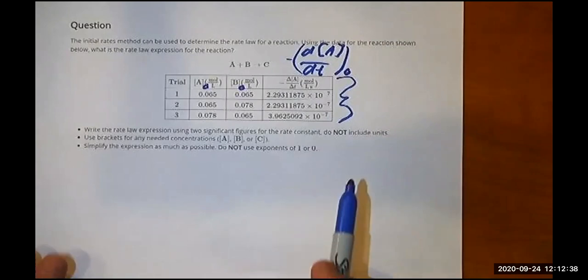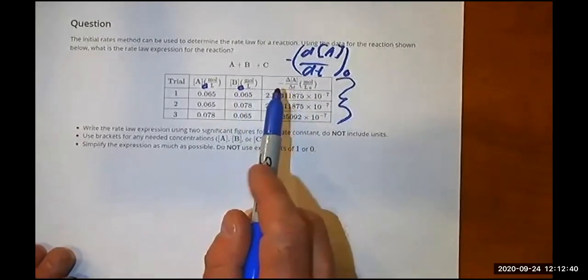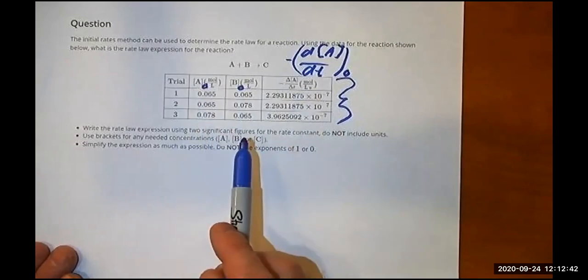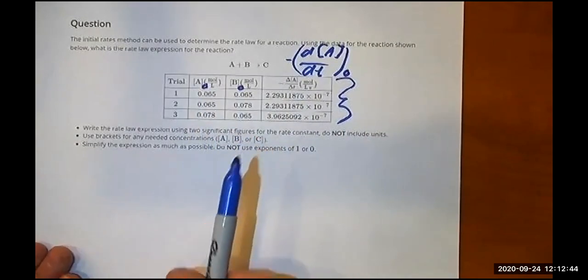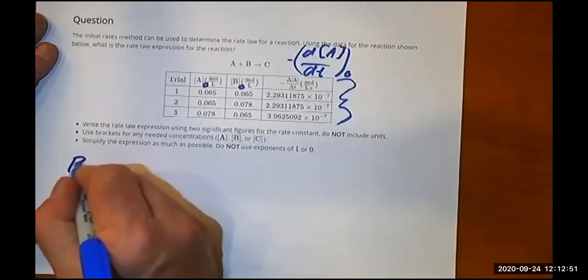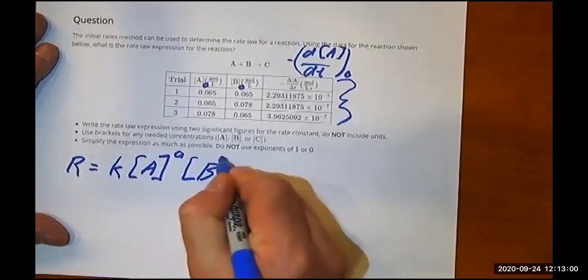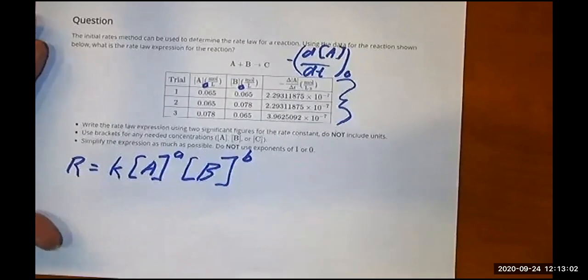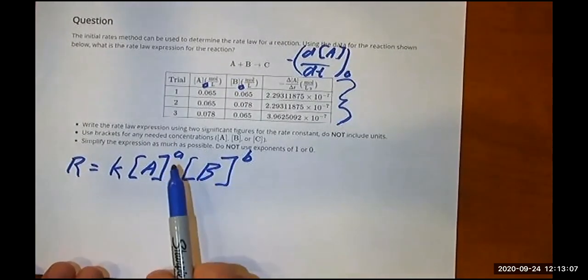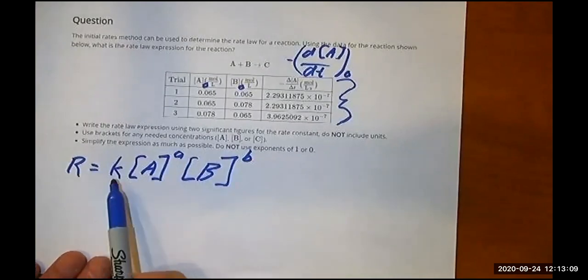And so the idea here is we want to find out from this data what our rate law is going to be. So the general idea is that we are going to assume that the rate law is of the form K times concentration of A to some power times concentration of B to some power. And so finding the rate law comes down to determining the values of A, B, and K.